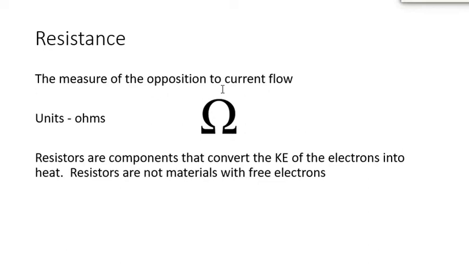So resistance is the measure of the opposition to current flow. Resistors are the objects that offer resistance. Resistors are components that convert the kinetic energy of the electrons into heat.